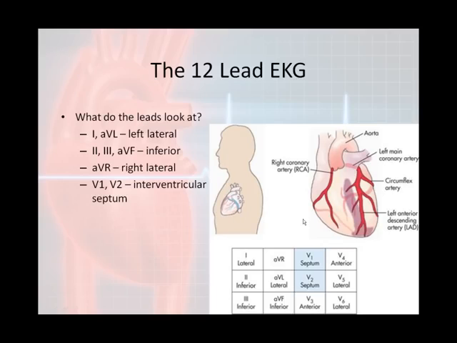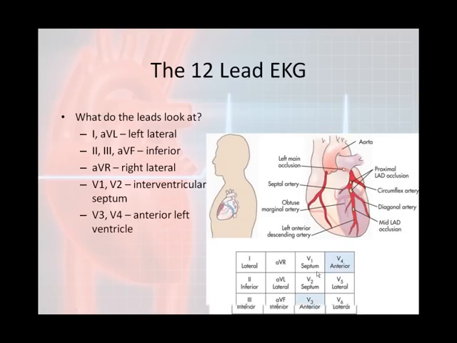To really note the interventricular septum, you want to look at V1 and V2. They're always going to be located right here. The anterior left ventricle is always going to be V3 and V4. These are the ones that are really the only ones that are ever split. V5 and V6 are lateral, 1 and aVL are lateral, 2, 3, and aVF are inferior, V1 and V2 septum. These two split up on the EKG paper, but I guess there's nothing we can do about that.